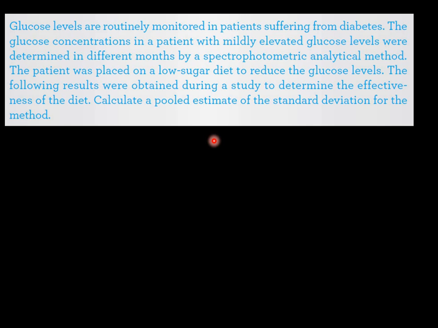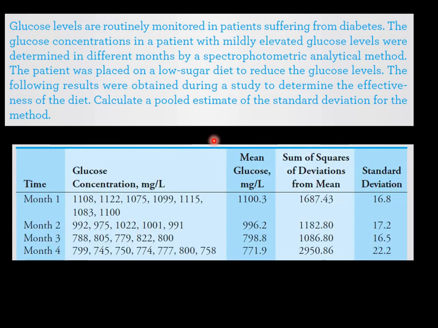Why pooled? Because we have taken results of different months. So the month 1 results you can call the first set. Similarly, month 2, month 3, and month 4. So we actually have 4 sets of data for 4 months. And you can take the mean of each set.